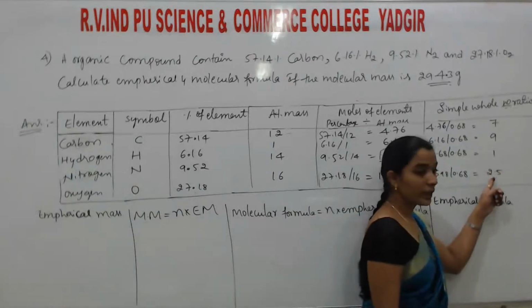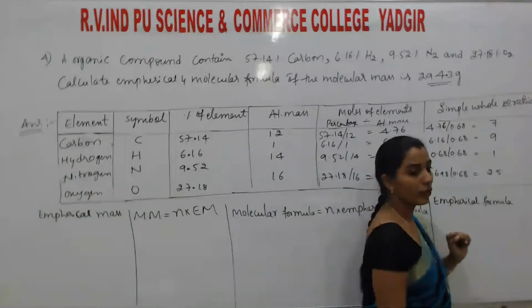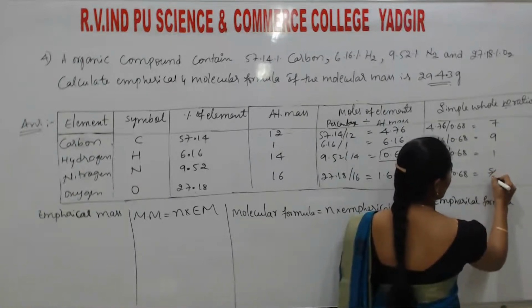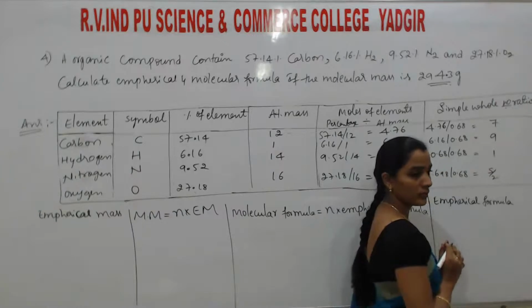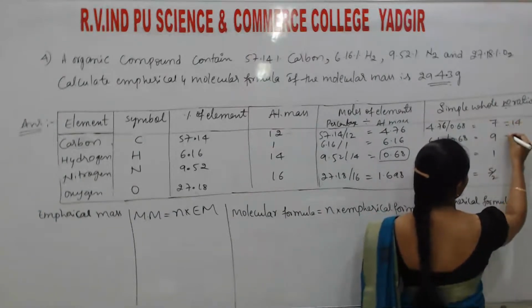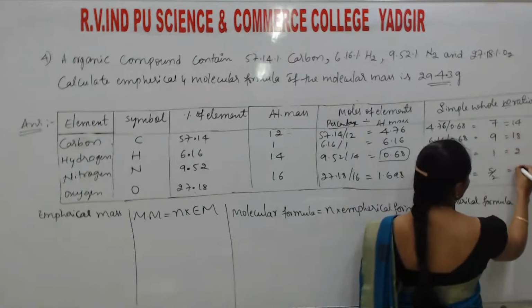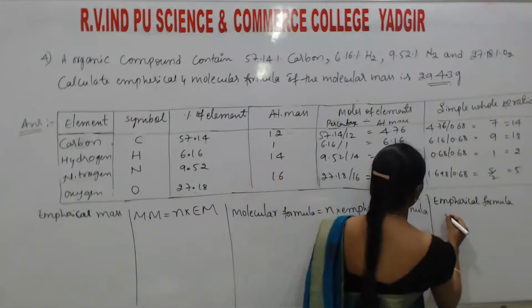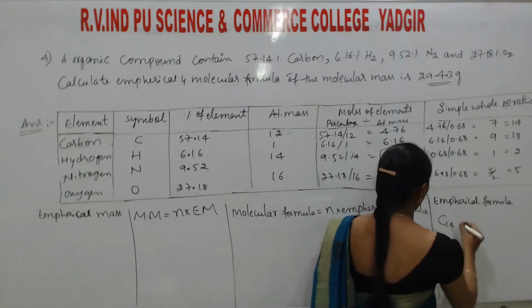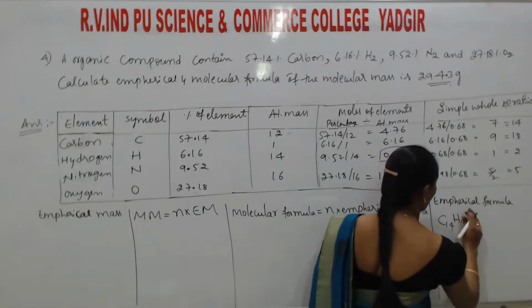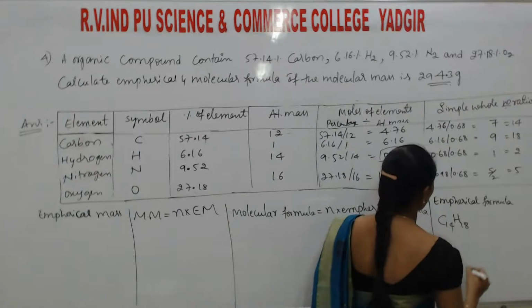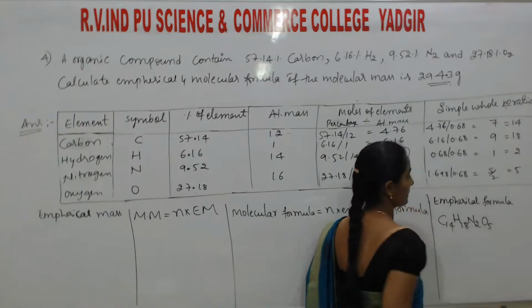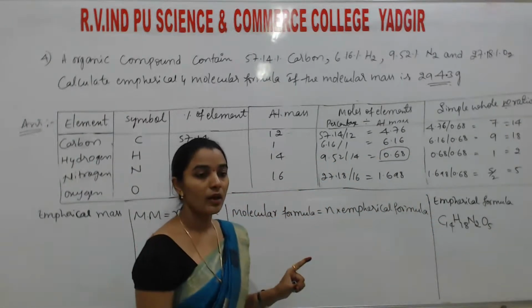As I told you, if we get 2.5, it is taken as 5/2. Understand? Then the answer is: this is 14, this is 18, this is 2, this is 5. So students, here the empirical formula is carbon 14, hydrogen 18, nitrogen 2, oxygen 5. This is the empirical formula.